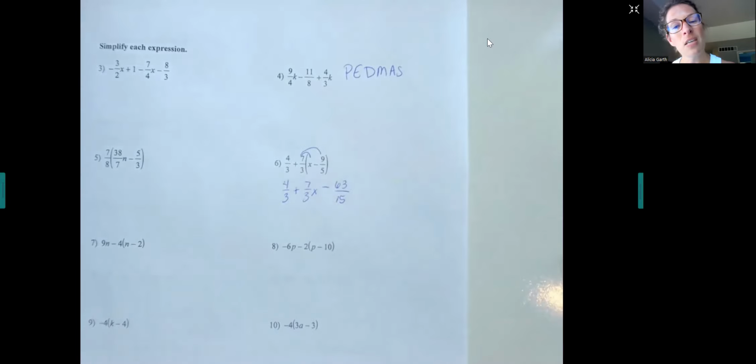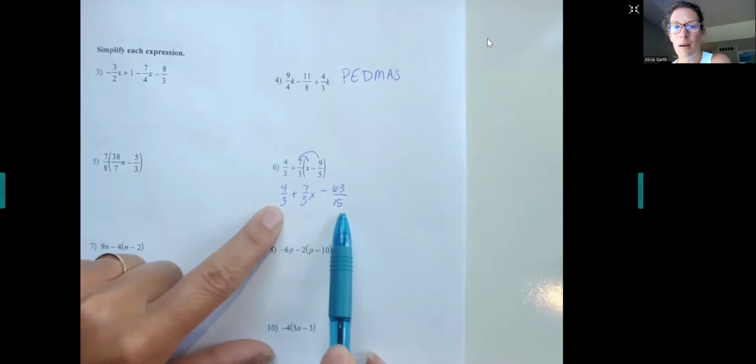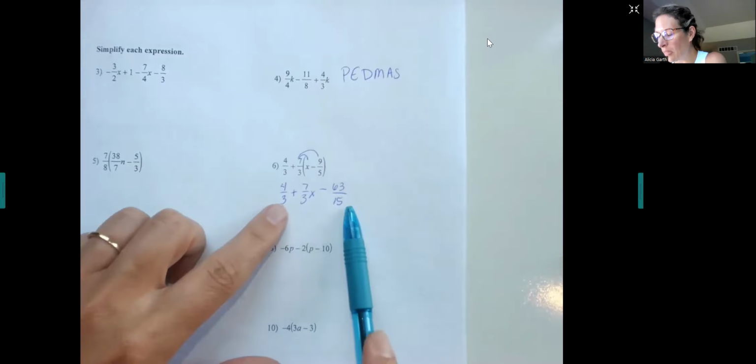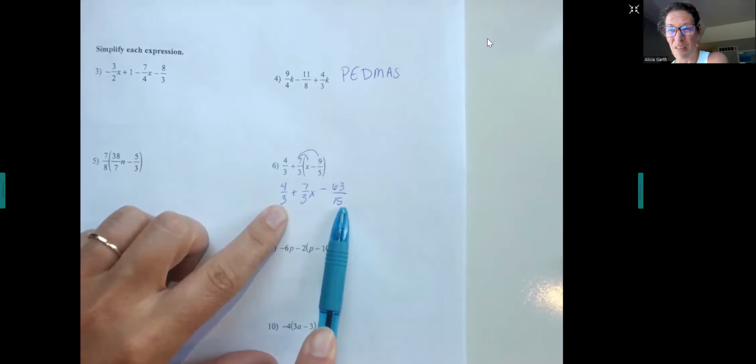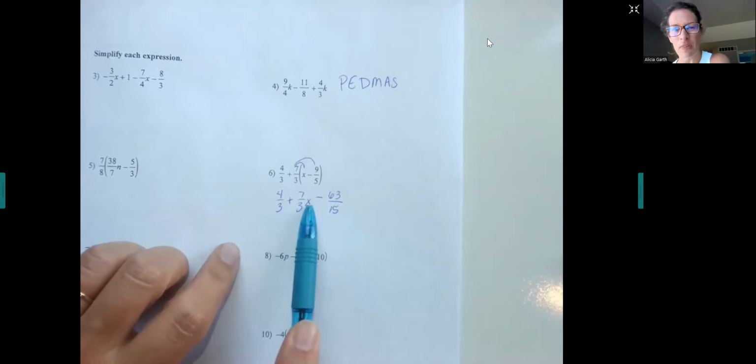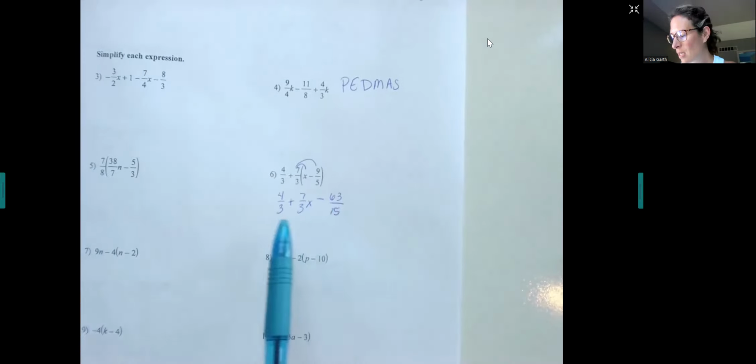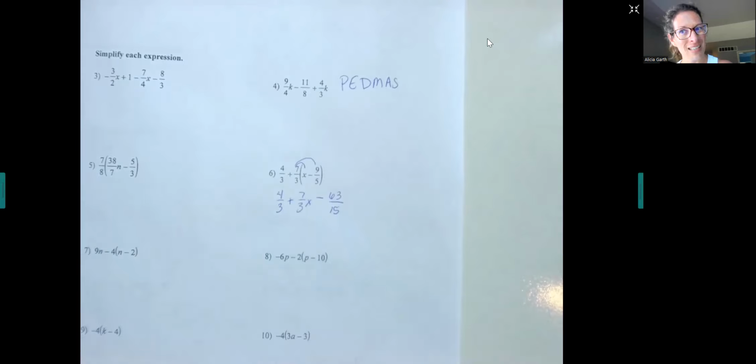Then to simplify this, the only thing that we can do is that we can add the two fractions that do not have a variable, because remember, you can only add things that are exactly the same. So here, I can only add things that do not have a variable. I only have one thing that has a variable. I can't add it with anything else. You're not Harry Potter. You can't magically make things appear or disappear. You have to keep everything the same. So because these two do not have a variable, I can add them together.